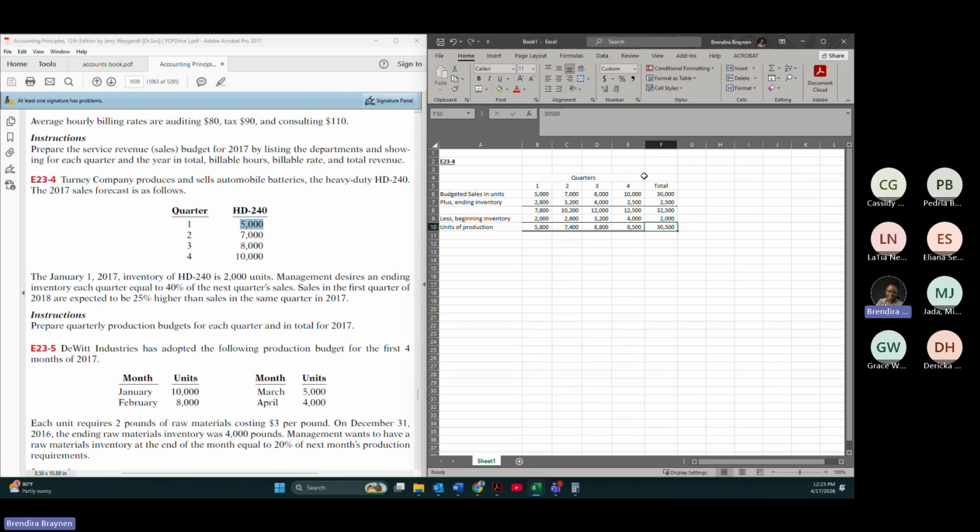So in other words, I want to sell a total of 30,000 units, but I need to have more, that plus extra, to sell it, because I don't want to run out of inventory. One second, Eliana, I see you. Add that ending, subtract the beginning, and you get 30,500.